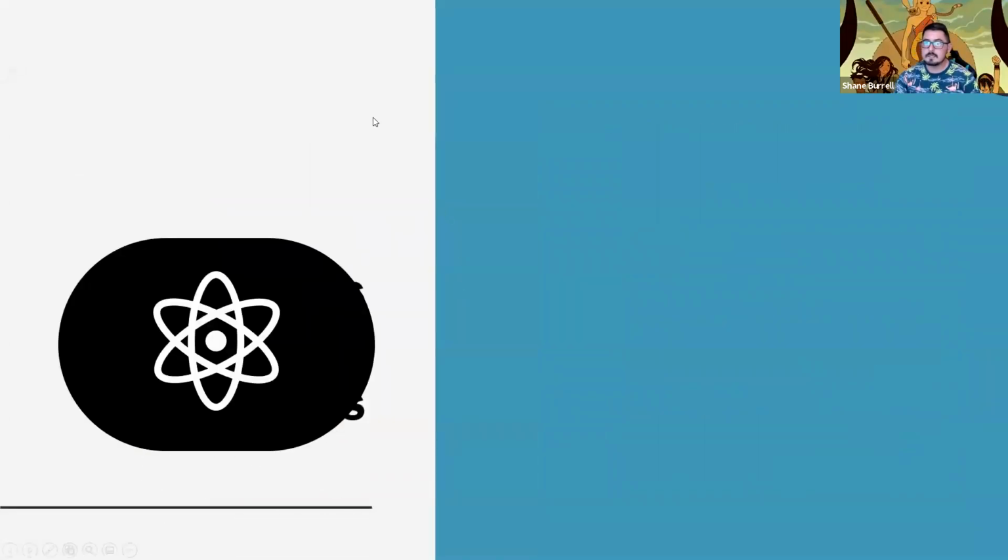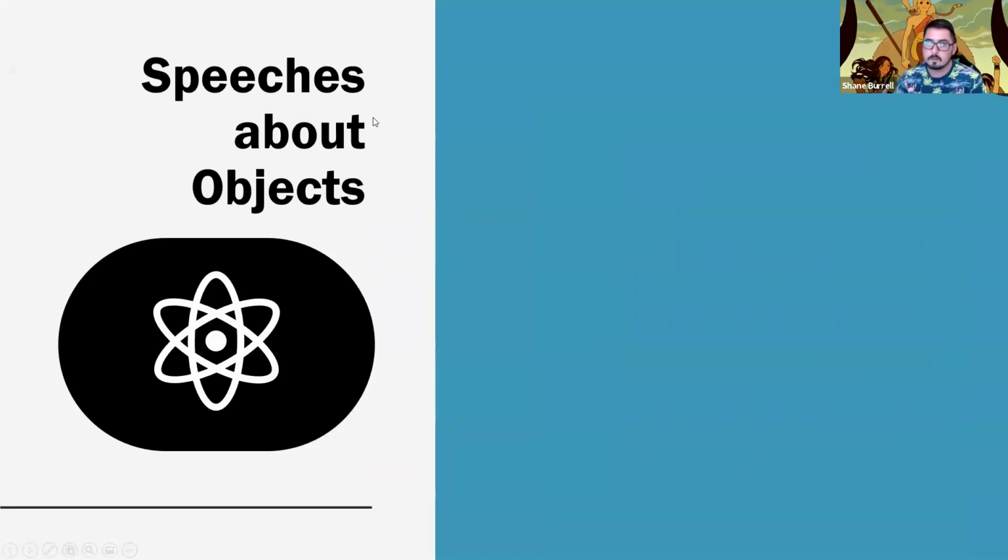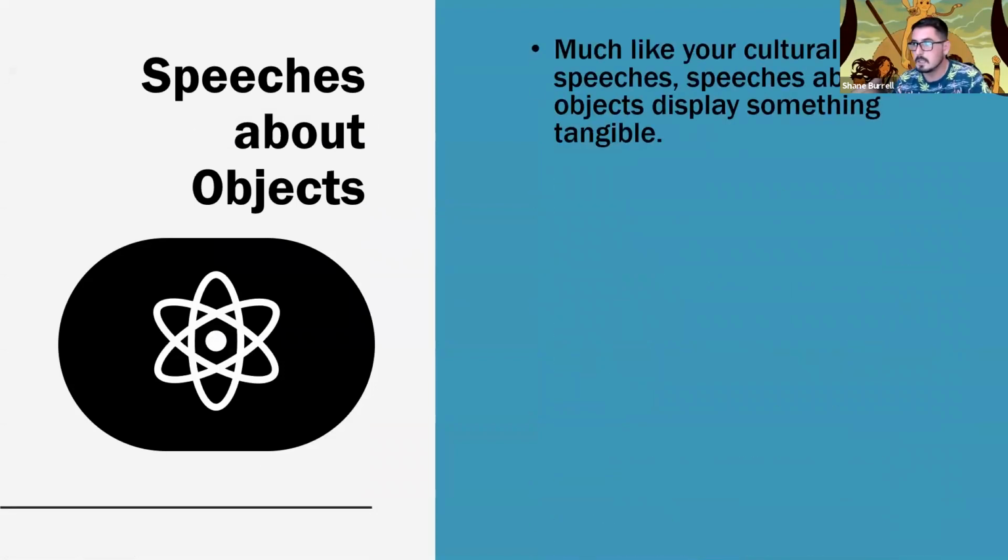All right, so as you guys can see, we're going to start off with speeches about objects, right? So speeches about objects, much like your cultural artifact speech, is something that you display. It's going to be an object that you display, something tangible, something that you can show. And given that we are in a virtual realm right now, everything is actually displayable. So we can display absolutely everything. As long as we can imagine it, we can do it. So that is what it means to do speeches about an object.